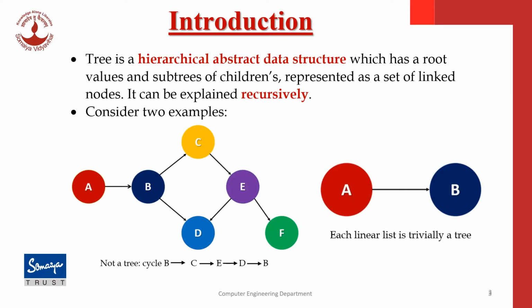A tree is a hierarchical abstract data structure. Now when we use the word tree, there are certain words related to tree which come to our mind, like root, subtree, branches, stem, leaf, right. So these are the words which will be part of the tree data structure also. So we have a tree as a hierarchical abstract data structure which has one element as the root and other elements are the subtrees of the root element.